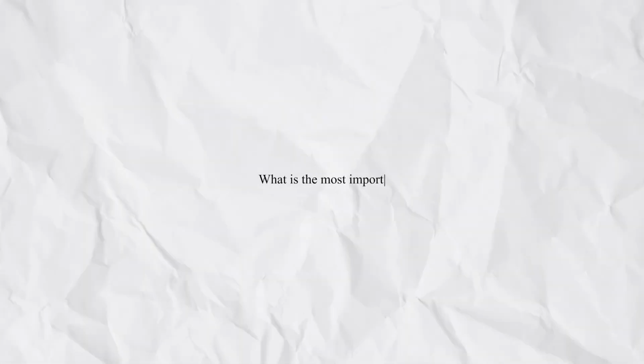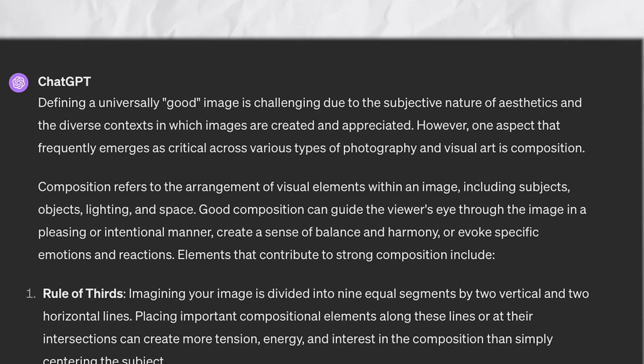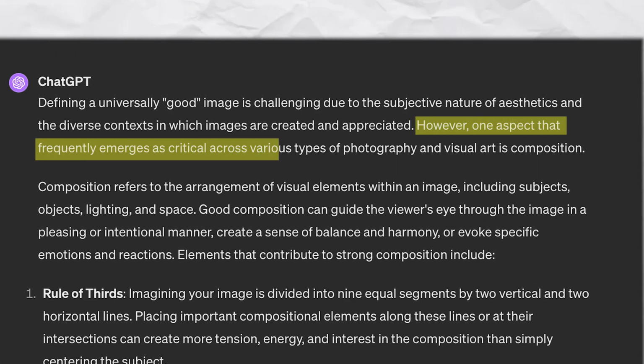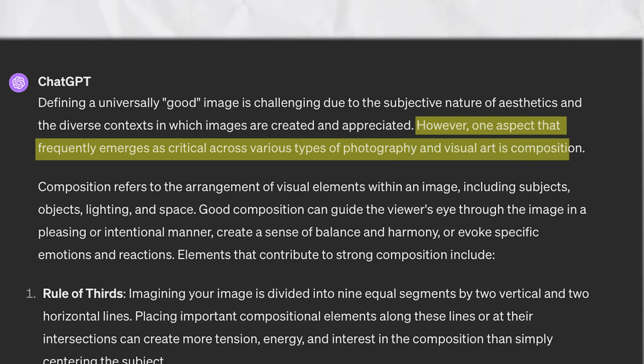So I asked myself, what is the single most important aspect of making a good image? But of course I couldn't answer that myself, so I did what any sensible human would do and asked ChatGPT. He answered that, blah blah blah, a good image is challenging due to its subjective nature, blah blah blah. However, one aspect that frequently emerges as critical across various types of photography and visual art is composition. And honestly, I couldn't agree more.